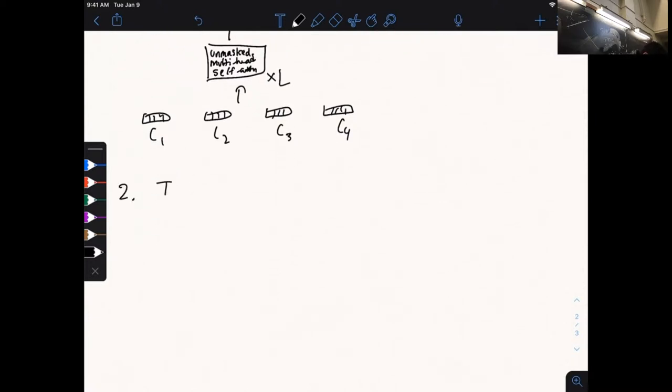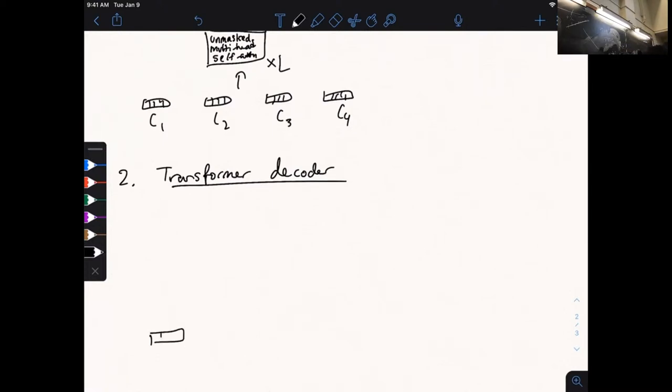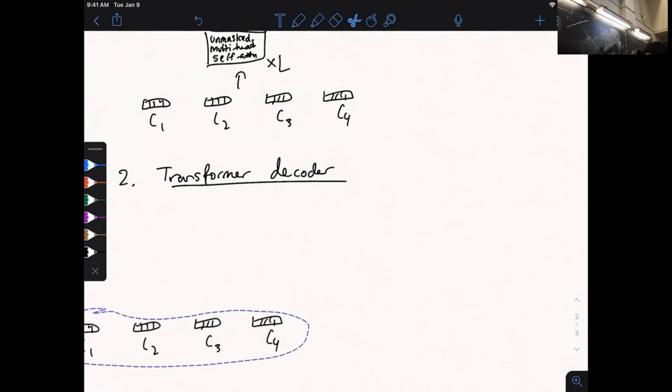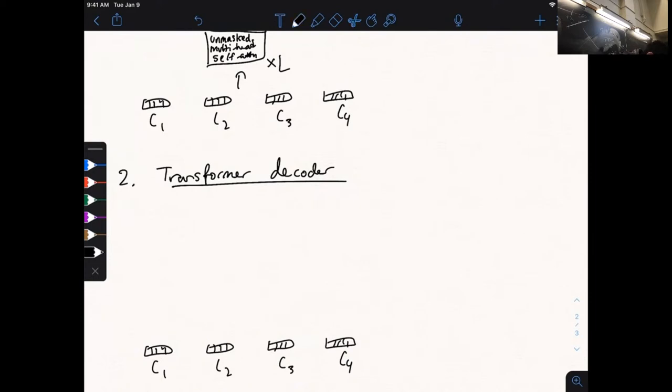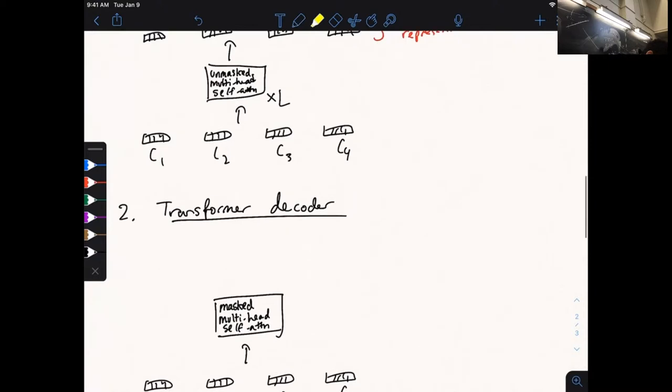Okay, so say this is number one. And number two, we'll say the transformer decoder. This is the very first thing that we talked about when we talked about transformers. Here we have the same process, except we are using masked multi-head self-attention. The critical difference here is that in an encoder, this attention is unmasked. In a decoder, the attention is masked.